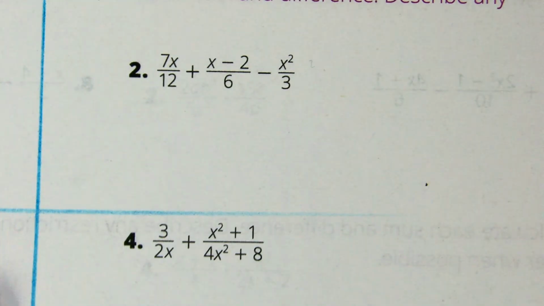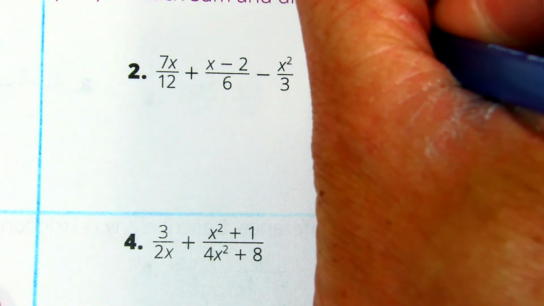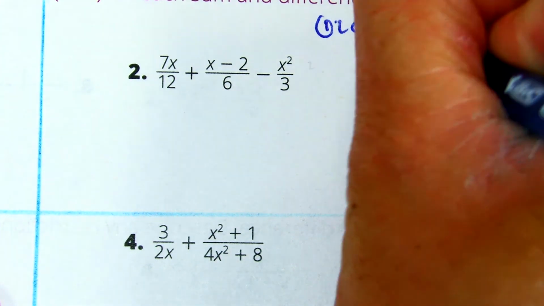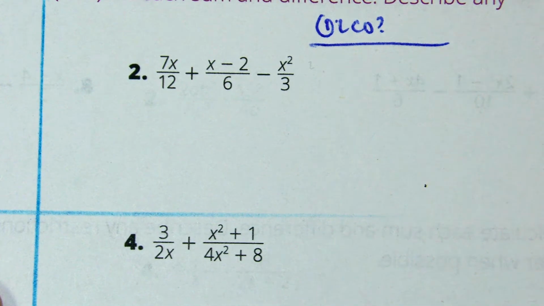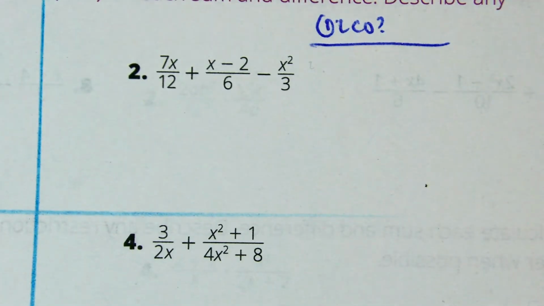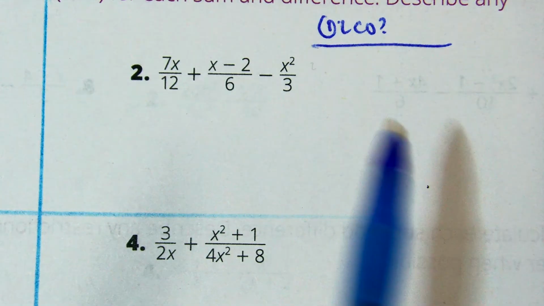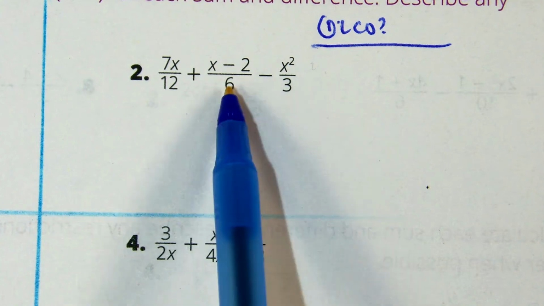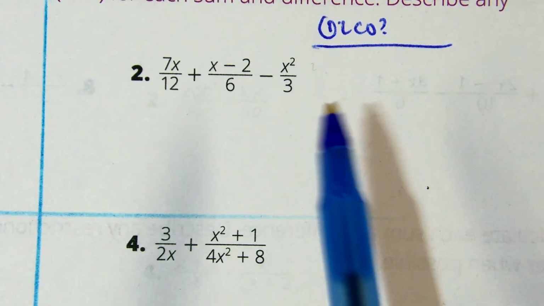In question number 2, I need to figure out the LCD, the lowest common denominator or least common denominator. See if we can do this by colors. In this problem, one trick doesn't always work, if you multiply all the denominators. What did I just say, class?